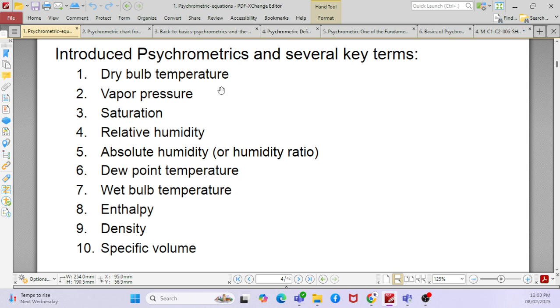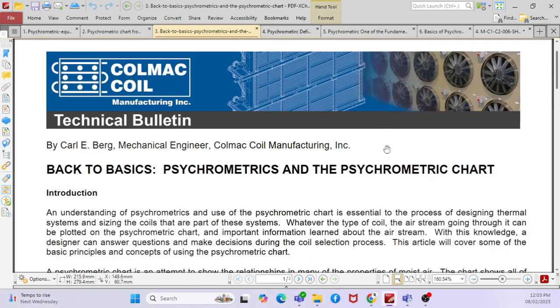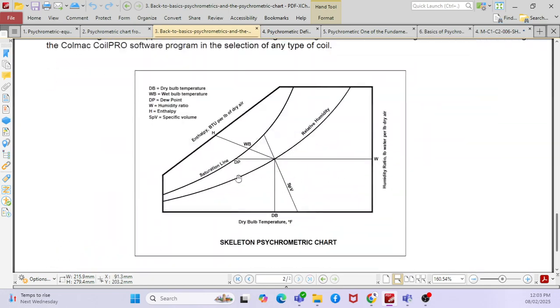Say for example, if I go to one of the pictures, this is the psychometric chart from one of the manufacturers. If you see this particular picture, there is a psychometric chart with different values. You have the dry bulb temperature, then the wet bulb temperature, then the dew point temperature, relative humidity, then specific volume and humidity ratio. All the values you will find at this particular point.